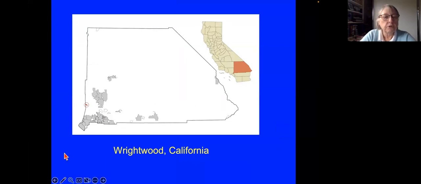And there's mountains that come right through here. And these would be the San Gabriel Mountains over here and the San Bernardino Mountains over here. And this little circled community is Wrightwood. Now I want to show you a map view coming up from Los Angeles.